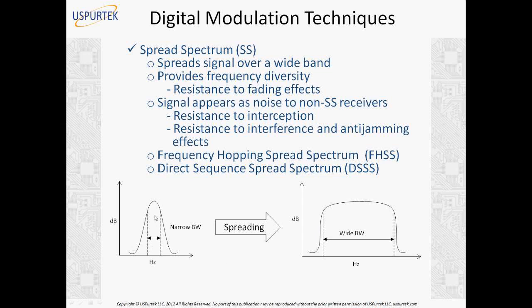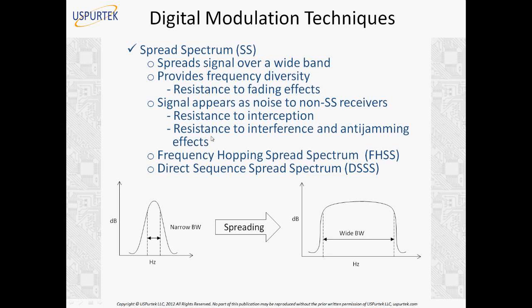So let's say a part of the lower frequency might fade and a part of the high frequency might fade, but we still have most of the signal with us, and we can easily reconstruct the remaining lost signal through various techniques. So that is the benefit. We get frequency diversity, we get resistance to fading effects, and moreover, this signal appears as noise to non-SS receivers. We'll see in the next slide how that happens.